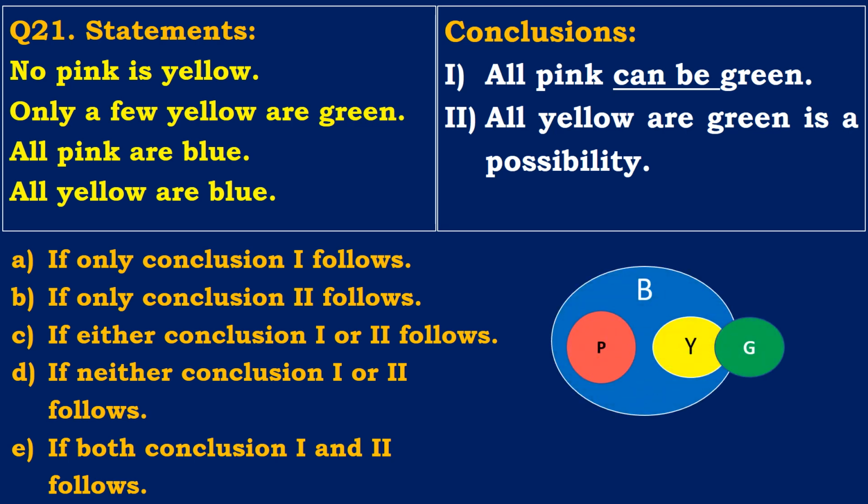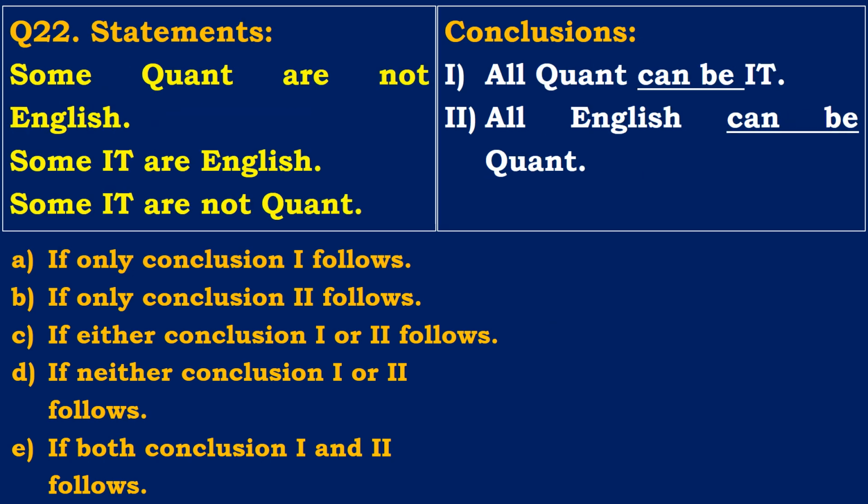Hence, conclusion 1 is correct. Statement 2 clearly says that only a few yellow are green, not all. Hence, conclusion 2 is wrong. As a result, only conclusion 1 follows. Hence, option A is the correct answer.